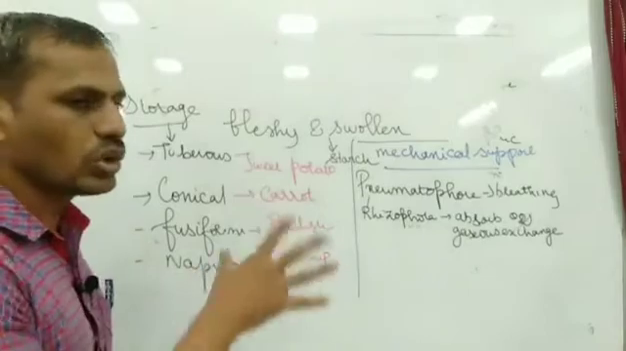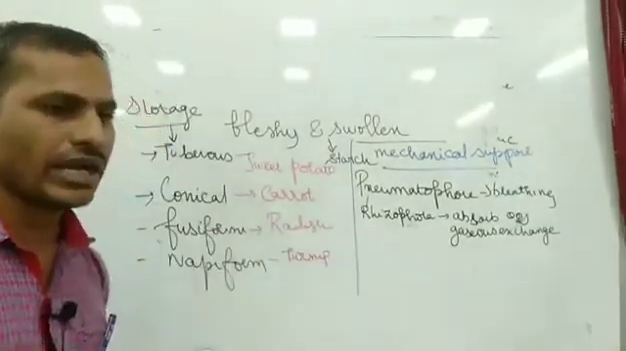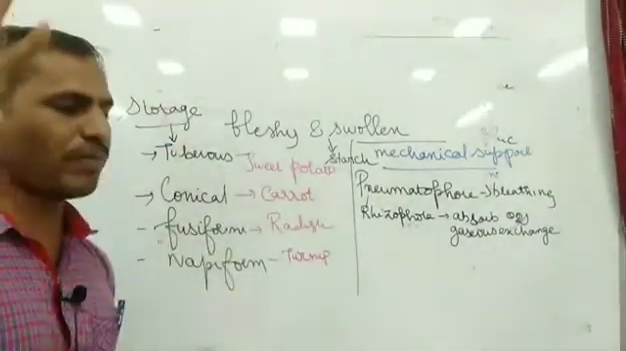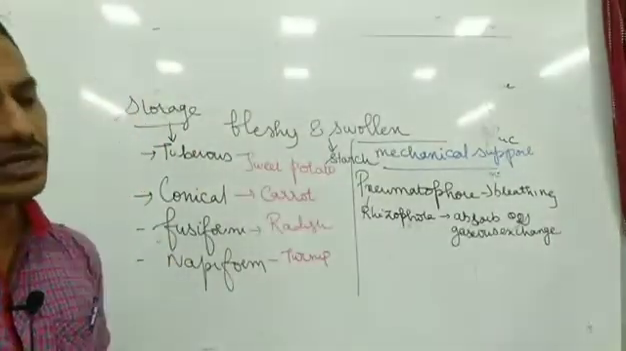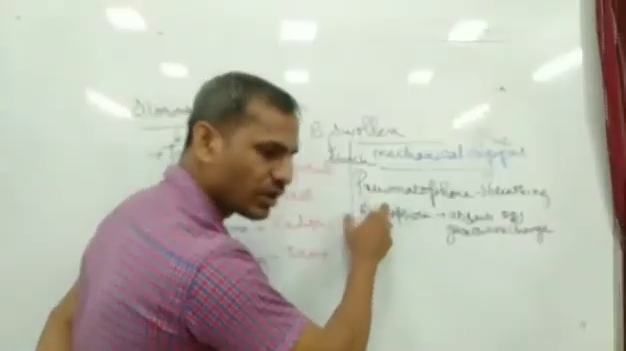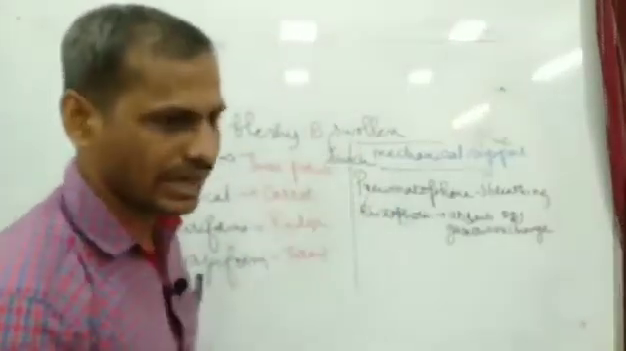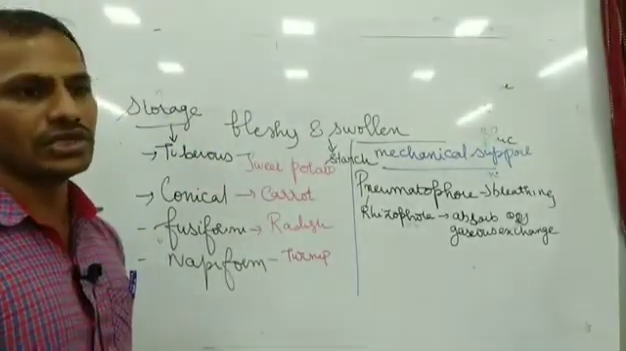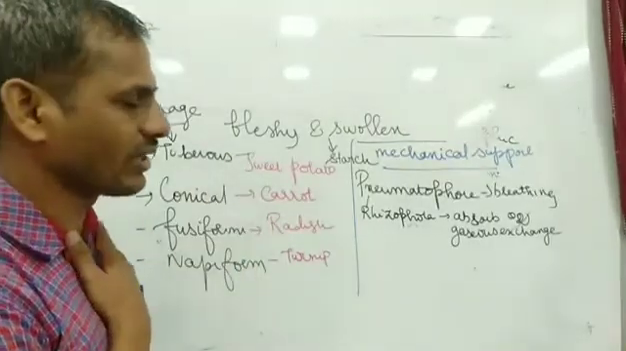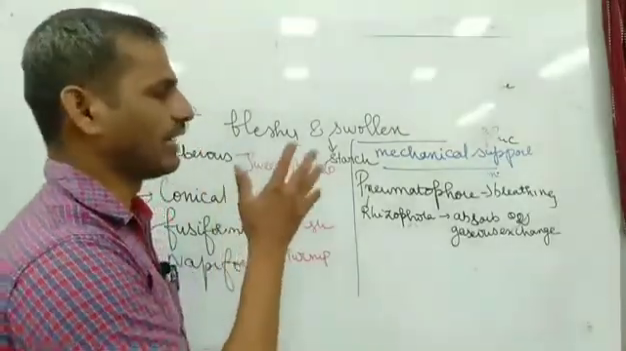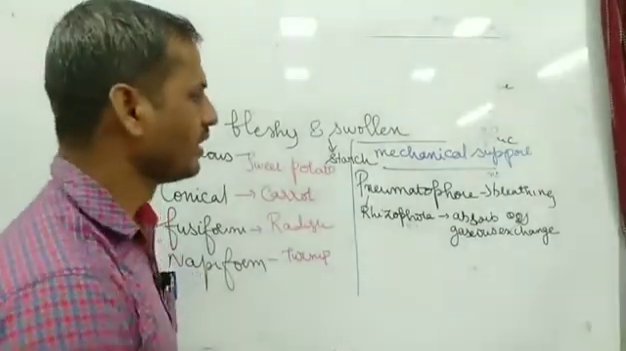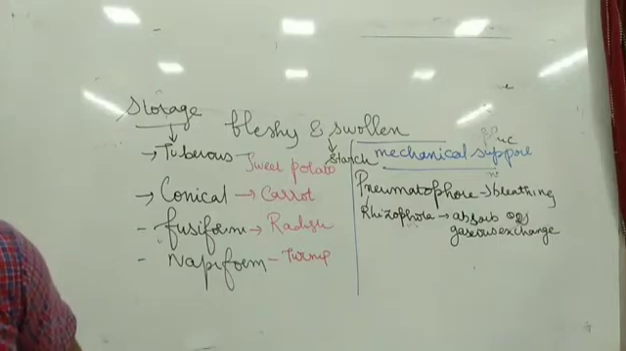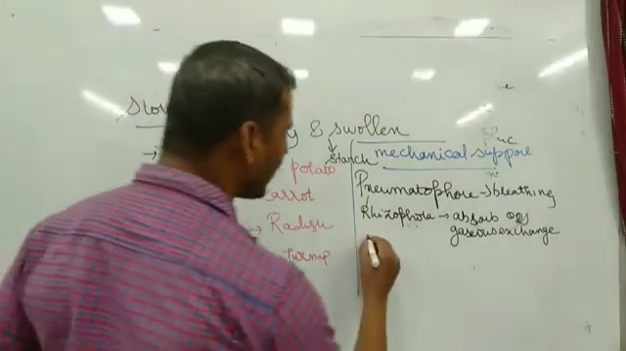Already said, roots are positively geotropic and negatively phototropic, but the pneumatophore is exceptional because it is positively phototropic and negatively geotropic. That is the one present in the pneumatophore. Next we move to another root, called the nodulated root.